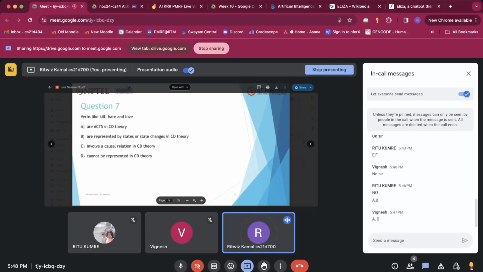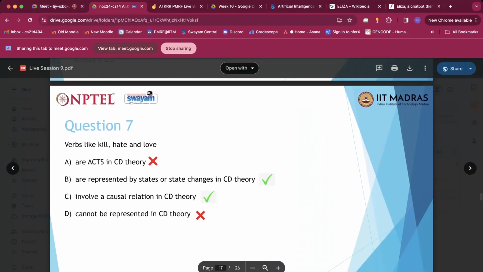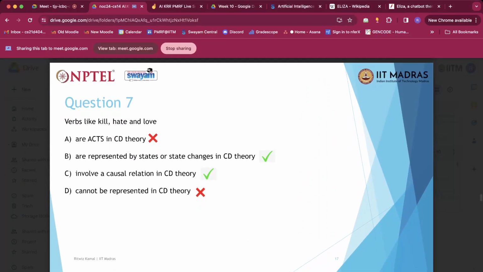Okay, so these verbs are represented by states or state changes in the CD theory, and they also involve a causal relation. They are directly linking or representing a causal relationship between an entity 1 and an entity 2. Okay, so option C will also be correct, whereas option D will be incorrect because we just saw that they can be represented by states or state changes, right? So the correct options in this case will be options B and C.